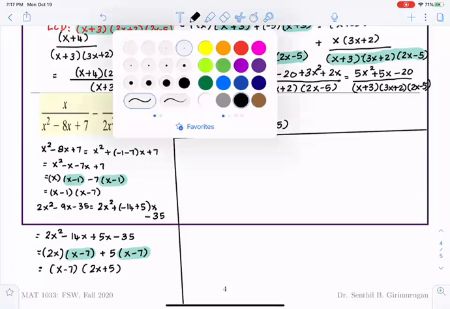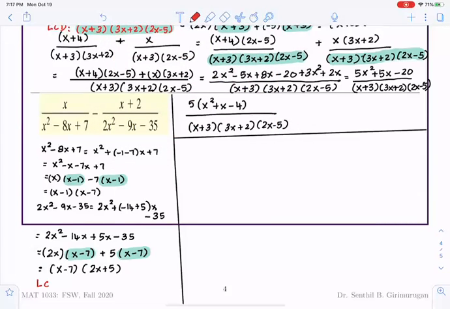Now we can come up with the LCD. There's x minus 7 in both terms. x minus 7, x minus 7. So x minus 7 is one factor in the LCD. The first denominator has x minus 1, the second does not. So that has to be part of the LCD. The second denominator has 2x plus 5. The first one does not. So that has to be part of the LCD as well.